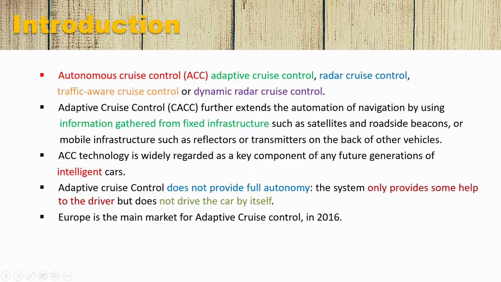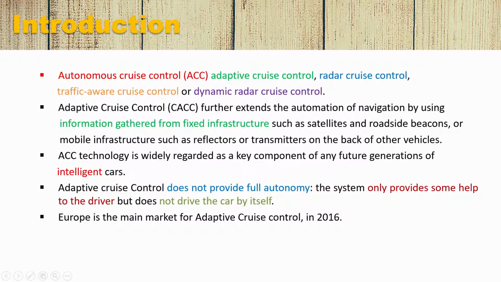So today I will explain to you about the introduction of adaptive cruise control. Autonomous cruise control (ACC), also called adaptive cruise control, radar cruise control, traffic aware cruise control, or dynamic radar cruise control, is an optional cruise control system for road vehicles that automatically adjusts the vehicle speed to maintain a safe distance from the vehicle ahead.